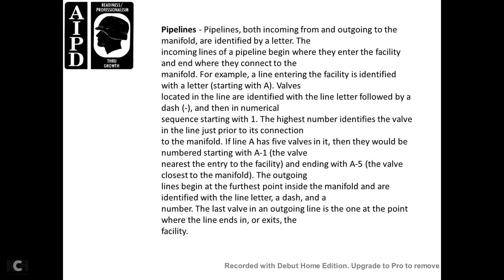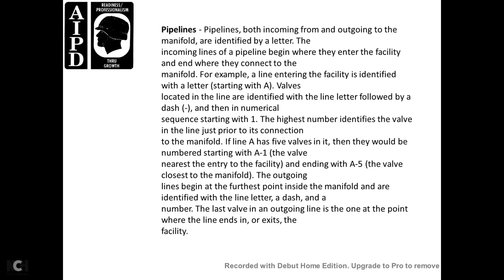Pipelines, both incoming and outgoing at manifolds, are identified by a letter. Incoming lines of the pipeline begin where they enter the facility and end where they connect to the manifold. For example, the line entering the facility is identified with the letter A. Valves located along the line are indicated with the line letter followed by a dash and then a numerical designation, starting with the highest number that identifies the valve of the line just prior to the connection to the manifold. If the line has five valves in it, they would be numbered starting with A-1 for the valve nearest the entry of the facility, ending with A-5, the valve closest to the manifold.